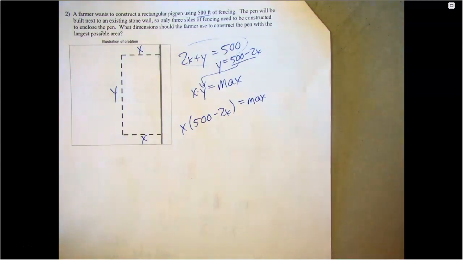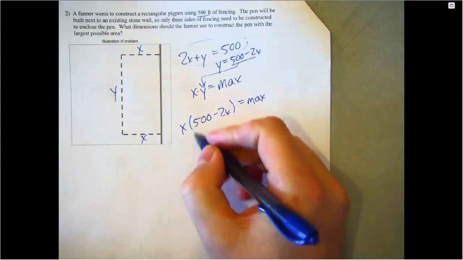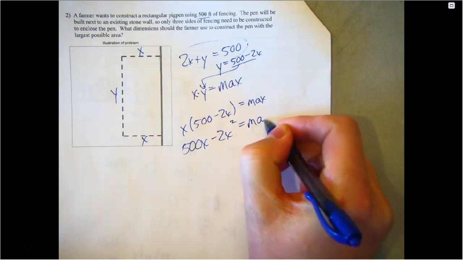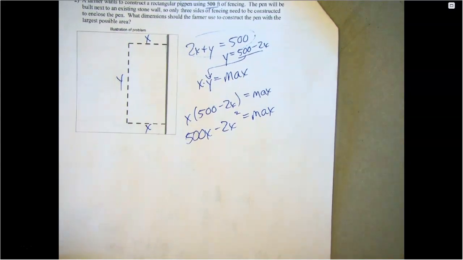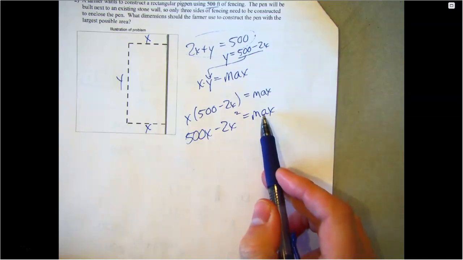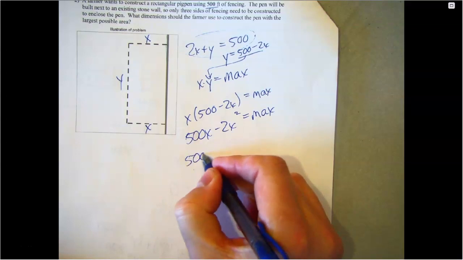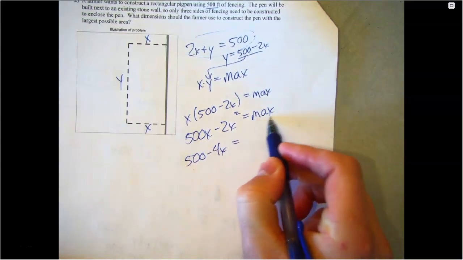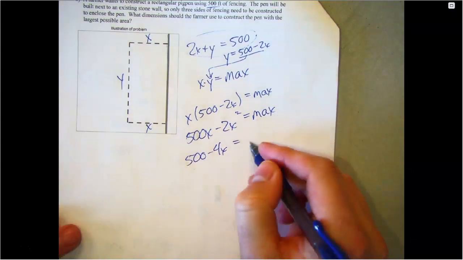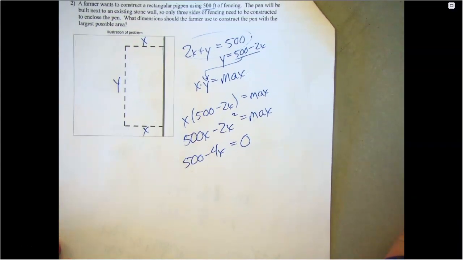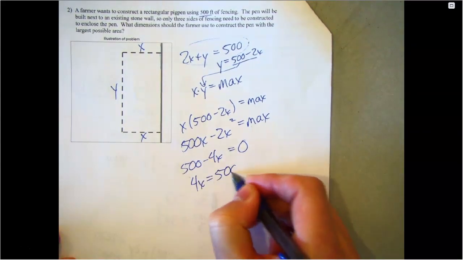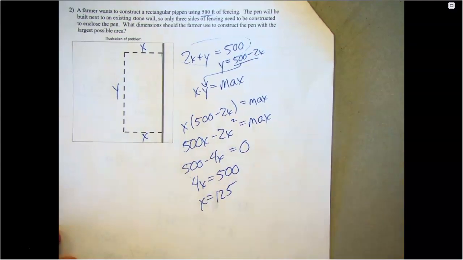So I'm going to take the derivative. I could use product rule, but I think it's a lot easier if I distribute before I take the derivative. So I didn't take the derivative yet. Now I'll take the derivative, so 500 minus 4x, and again, I don't know what the max is, but it's an area, it's a number. The derivative of any number is 0. If I solve that, I get 4x equals 500, so x equals 125.